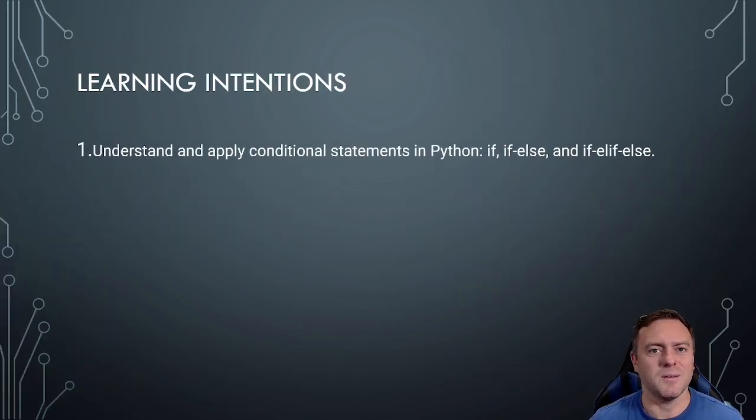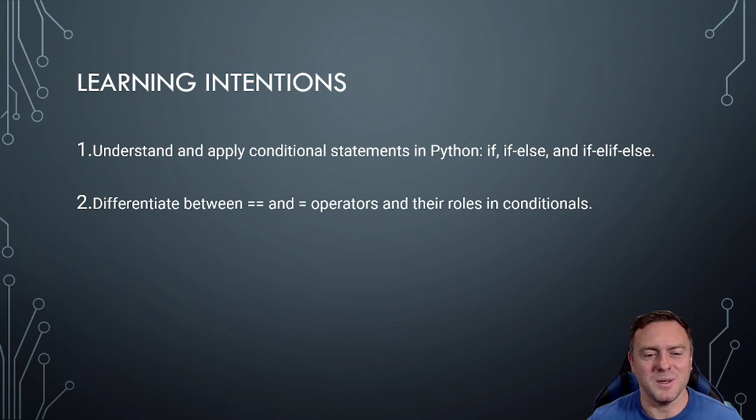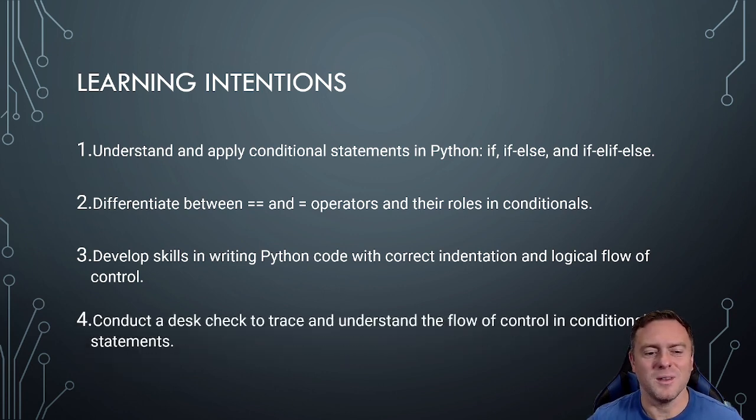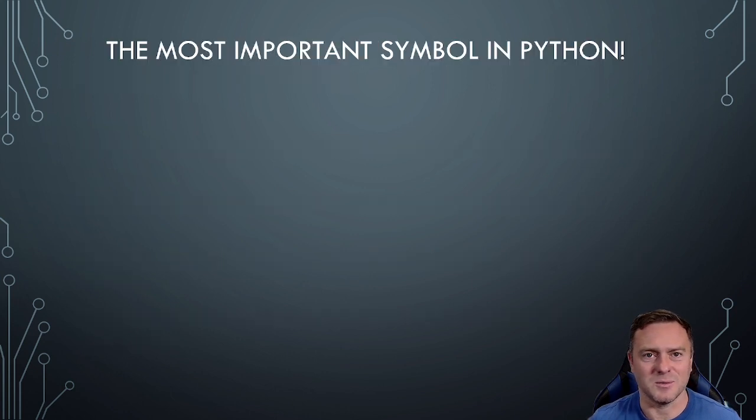Some of the things that we're going to cover today: we're going to understand how to apply conditional statements in Python, in particular the if-else and the if-elif-else statement. We're then going to differentiate between double equals and the equals operator and their roles in conditional statements. Develop some skills in Python coding, including the correct indentation, which is how many spaces across your code will have, and any of the logical flow control that you need to do. We're then going to conduct a desk check so you can see how to trace the code and understand what the flow of control means in conditional statements.